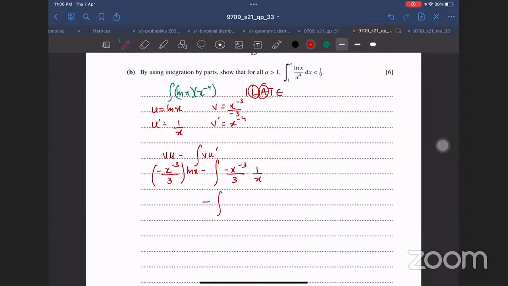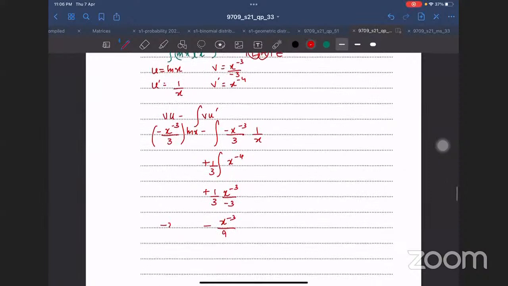Okay, simplifying the expression inside first, this becomes a plus 1/3 outside, and this becomes minus 3 minus 1, which is minus 4. So again integrate this and I get what? X power minus 3 over minus 3. So this becomes minus x power minus 3 over 9. And this one is minus x power minus 3 over 3 ln x. And I have limits from 1 to a.